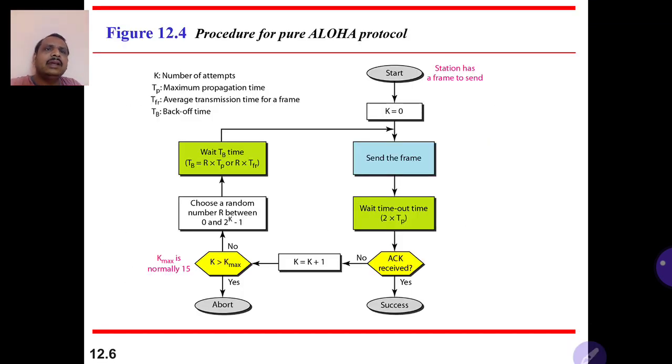Then we come back to the initialization we made at first, and again we retransmit the data. Send the frame again, then wait 2 times Tp, the round trip propagation time.